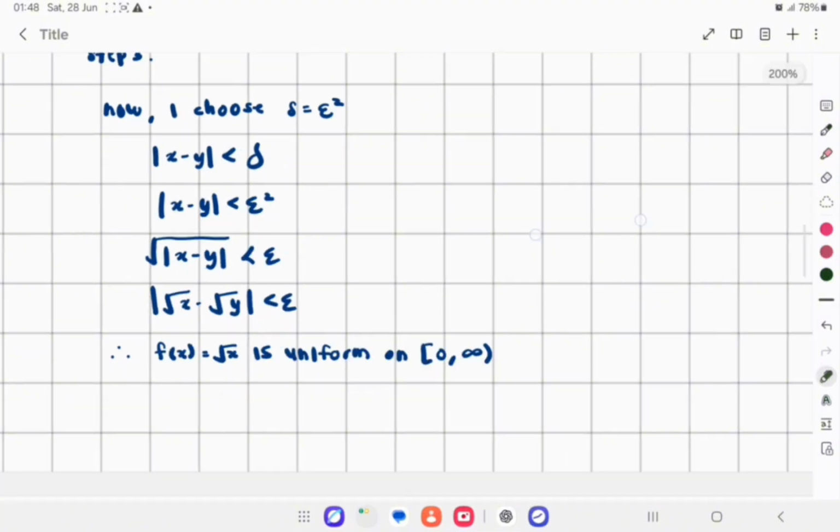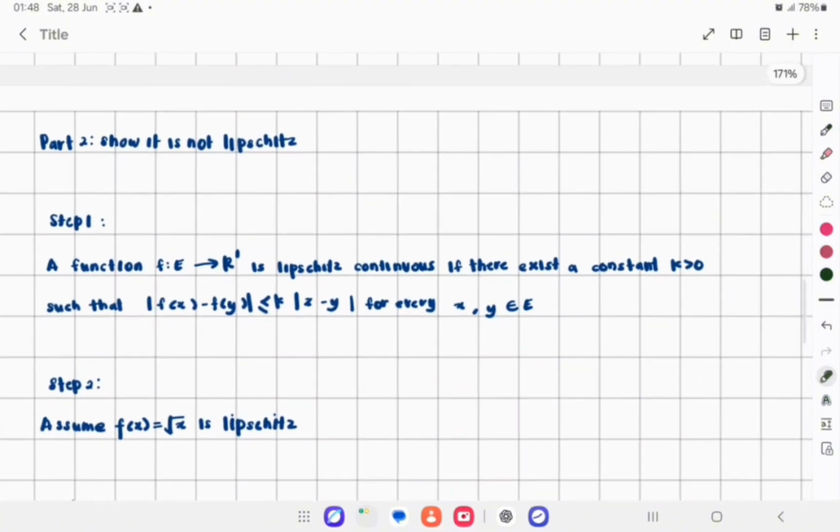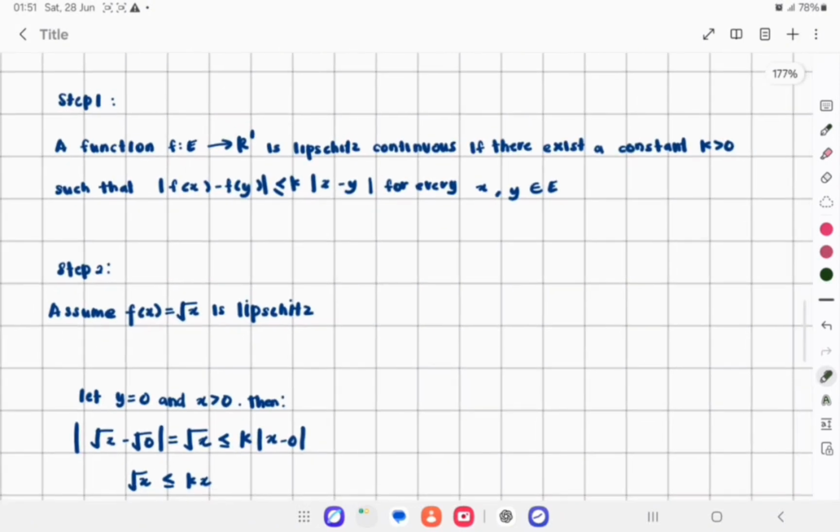So, let's proceed to part 2. Okay, for part 2, show it is not Lipschitz. Okay, step 1, start with the definition of Lipschitz. A function f from the set E to the real numbers is Lipschitz continuous if there exists a constant k greater than 0 such that modulus f(x) minus f(y) is less than or equal to k modulus x minus y for every x and y that are elements of E. And then we proceed to step 2.